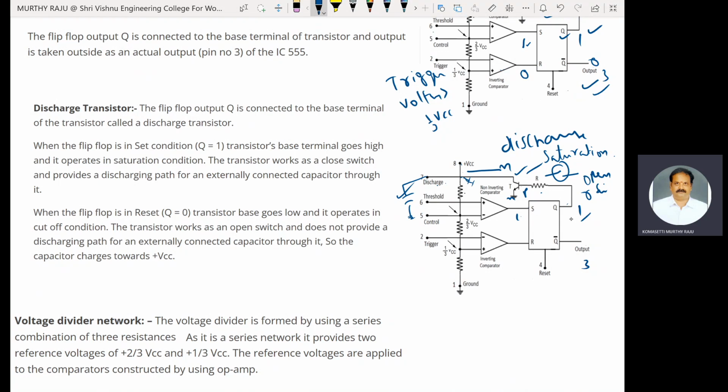Based on the Q value: when Q is equal to 1, the transistor operates in the saturation region and acts as a closed switch. It provides a discharging path for the externally connected capacitor to the 7th pin of the 555 timer IC. When Q is equal to 0, the transistor operates in the cutoff region and acts as an open switch. It does not provide any discharging path to the externally connected capacitor. Therefore, it is disconnected, and the capacitor is charged towards VCC.